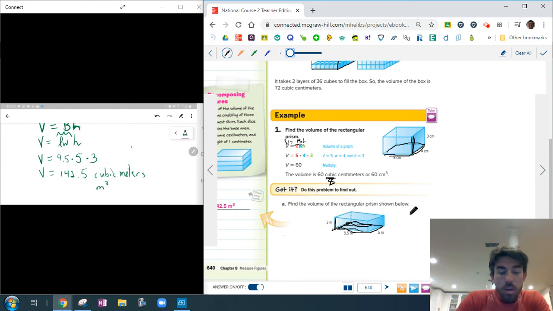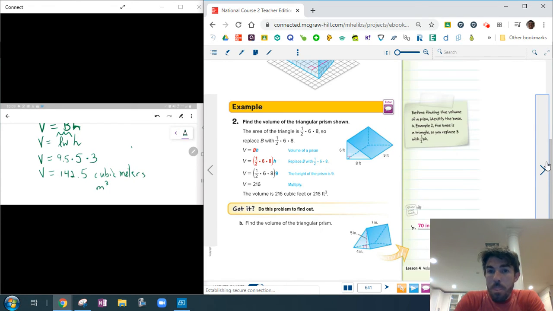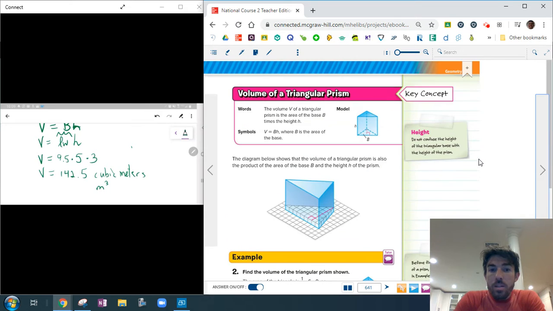Okay, it looks like I'm right though, 142.5. So moving on, let's try another problem. Let's see what we got here. All right, our key concept here is the volume of a triangular prism. Oh, it looks like we have that same formula because it's a prism.